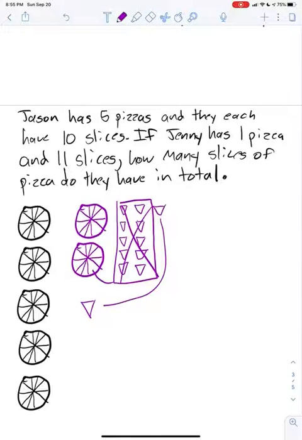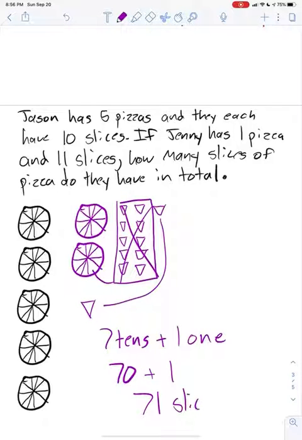So how many groups of 10 do we have? How many whole pizzas do we have? We have 1, 2, 3, 4, 5, 6, and 7. So we have 7 tens, which is equal to 70. And we also have 1 one, because we have that little slice of pizza as well. So we have 7 tens plus 1 one, or 70 plus 1, which is 71 slices of pizza.